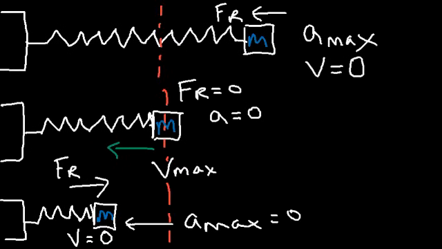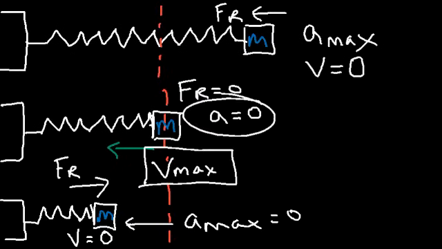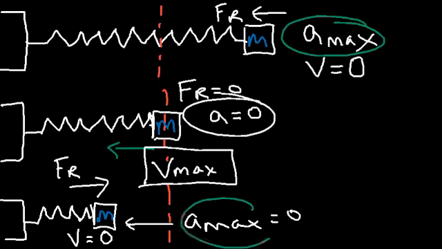So make sure you understand this, that at the equilibrium position, the velocity is at its maximum and the acceleration is 0. When it's fully stretched or compressed, the acceleration is at its maximum value and the velocity is 0. Now, if no friction is present in this system, this oscillator will continue to oscillate indefinitely.